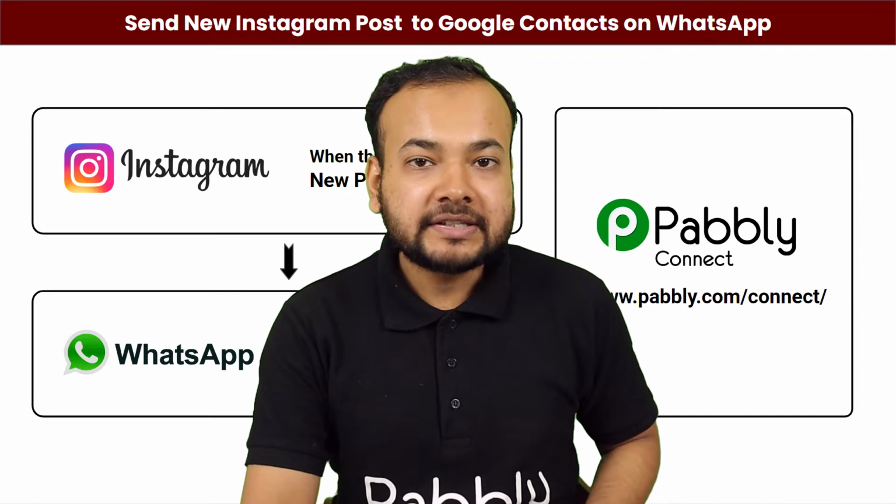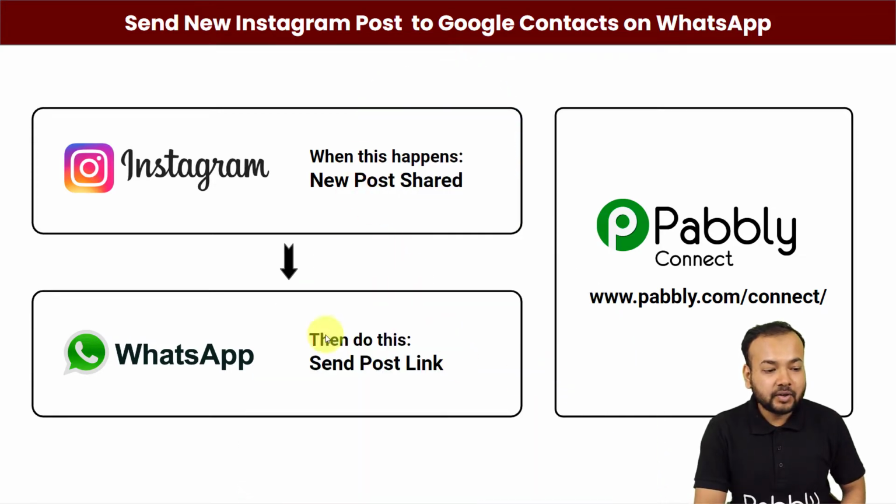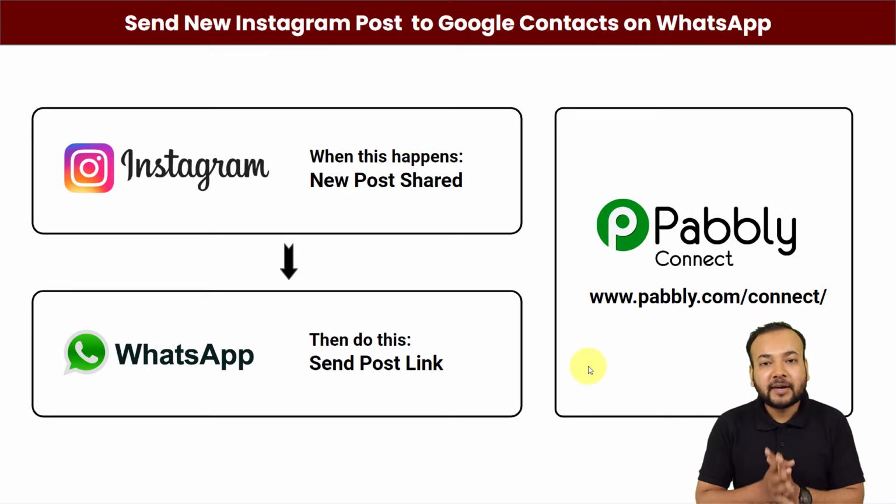So guys, you can see on my screen, this will be the flow of this automation. As and when you are going to share any new post from your Instagram account, the same post link will be shared as a new message to all your Google contacts automatically on WhatsApp. Yes guys, and to make this happen, we are using Pabbly Connect, which is an integration and automation tool, and the best part is anyone can set up this automation very easily without any coding skills or programming knowledge. So guys, now let me show you how you can also set up this automation.